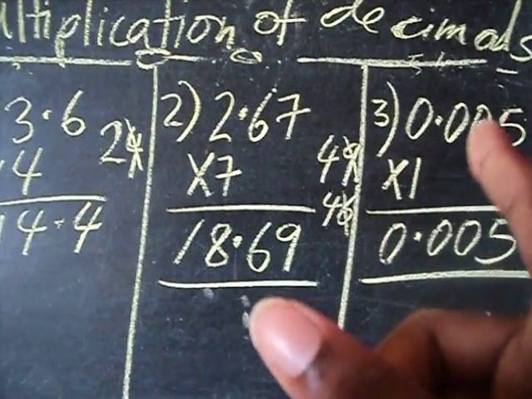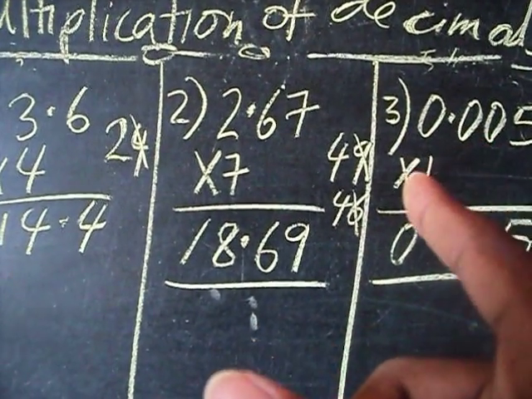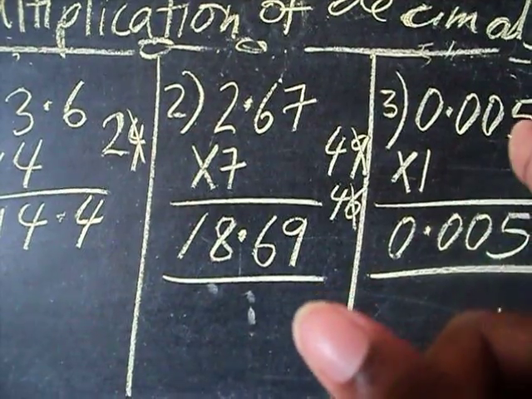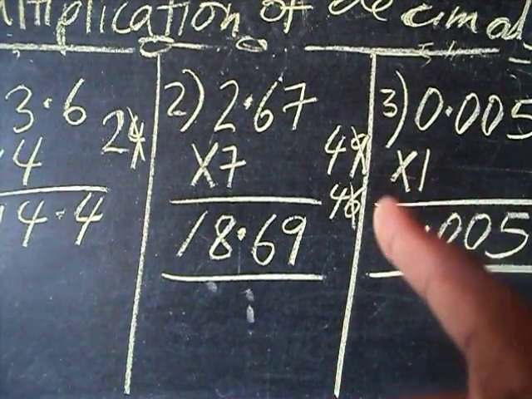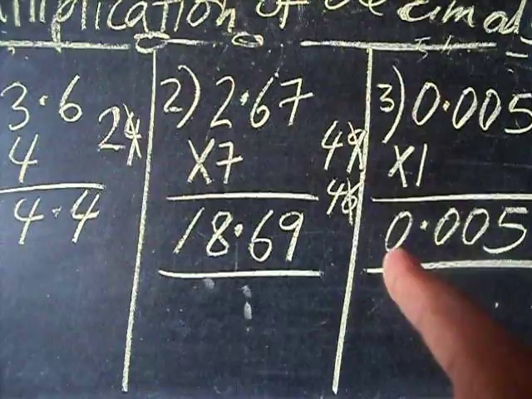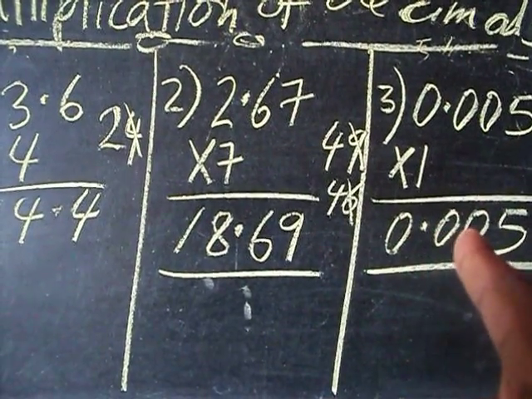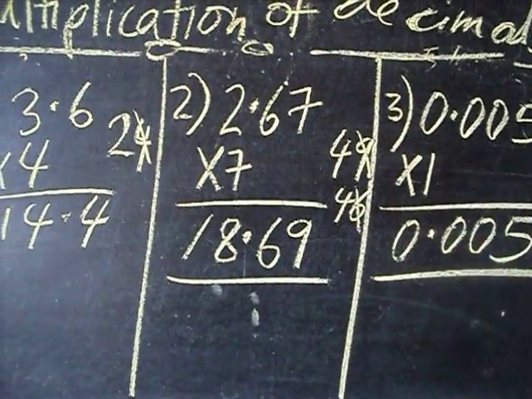Similar here, 1 times 0.005. You multiply the 1 by the 5, and you multiply 1 by every other thing here, and you get the same thing. You have 3 decimal places, so you have 3 decimal places for your answer.